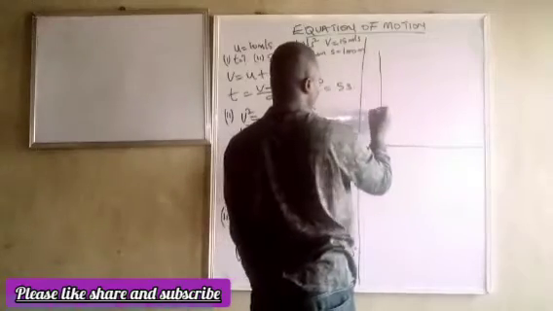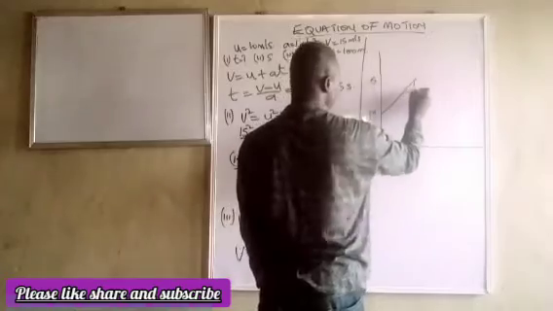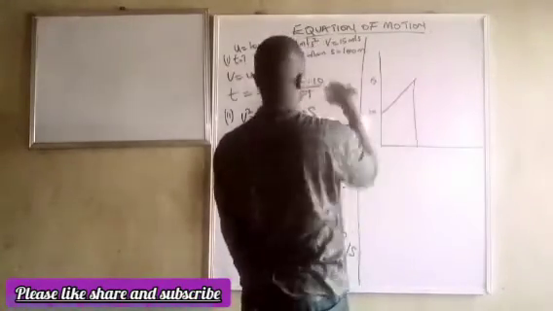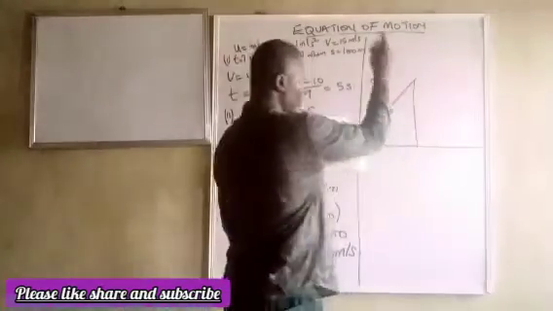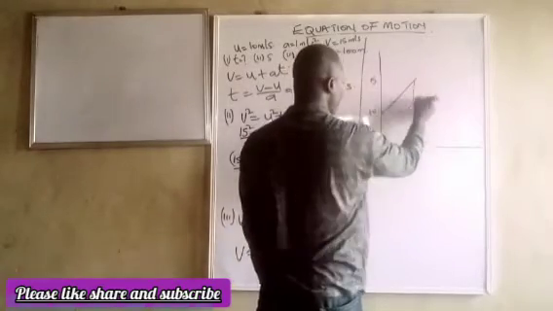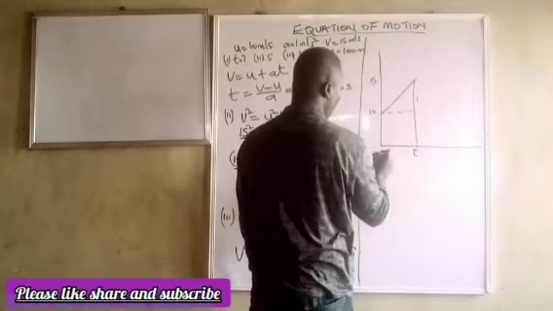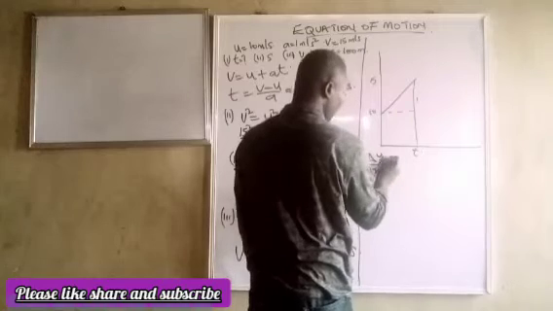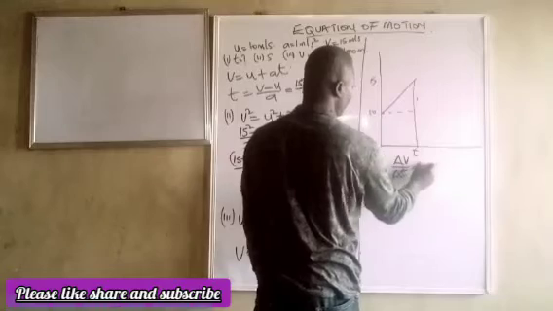Our U is 10, our V is 15, so we draw. And we know what our A is. Our A is 1 meter per second squared. We know from the straight line equation that the gradient is 1. This is T, and 15. The vertical change over the horizontal change, delta Y over delta X, in this instance is delta V over delta T, which is equal to A.